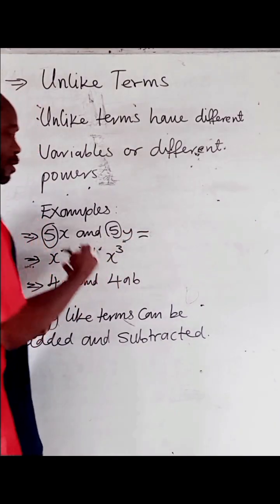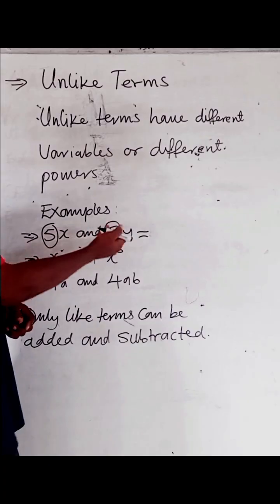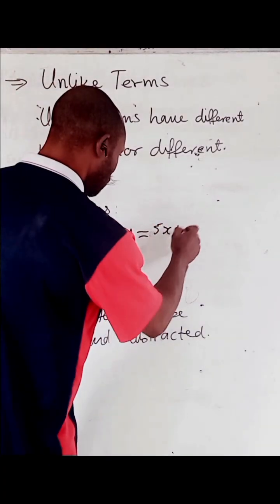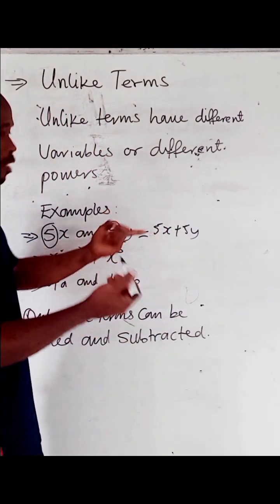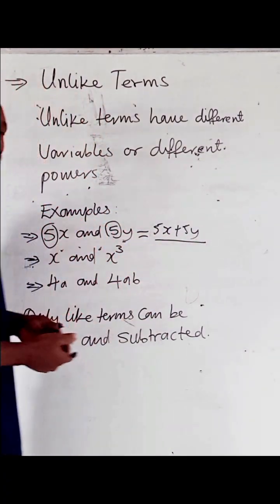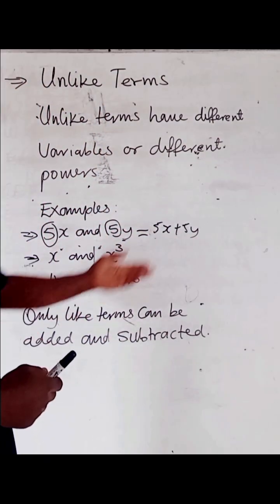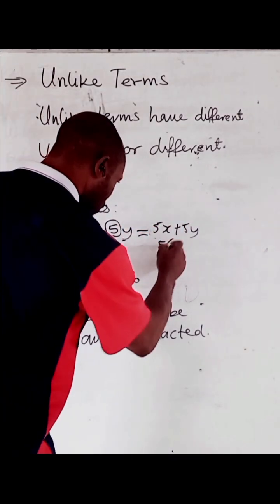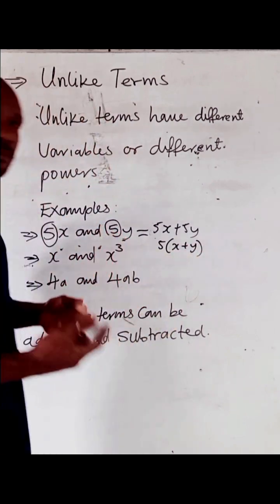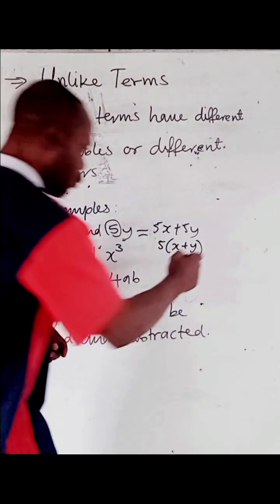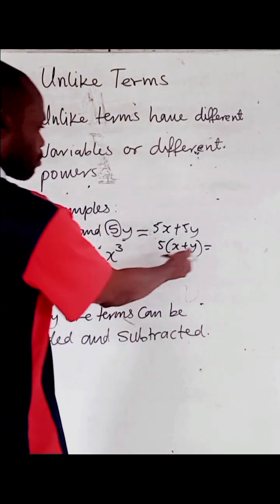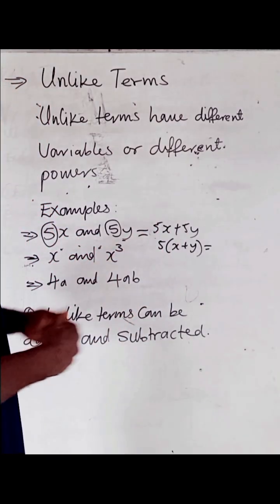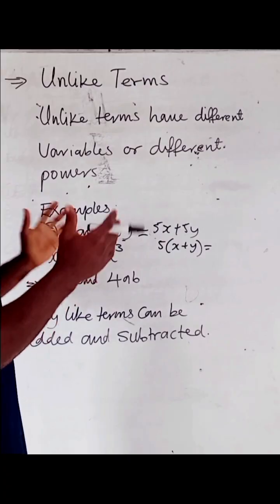In this scenario, you cannot add these two values. If you are asked to simplify 5x plus 5y, the result is still going to be 5x plus 5y. Or the result is 5 multiplied by x plus y, which if expanded, if we remove the bracket, you still get back 5x plus 5y. But we cannot add them together because the variables are different.